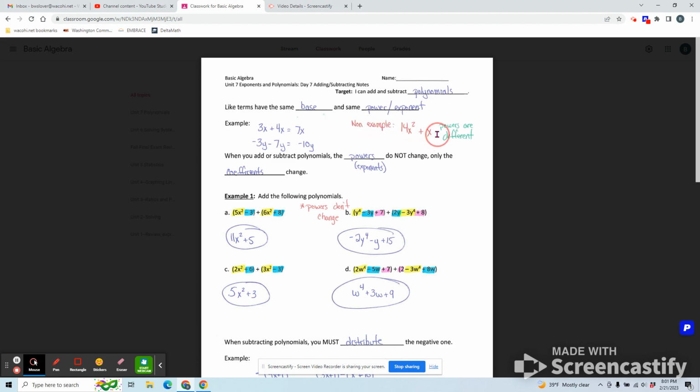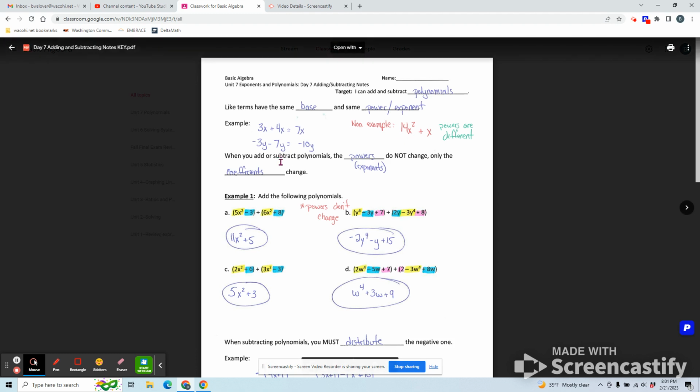Over here in red, I have a non-example. Yes, they both have the letter x, they both have the same variable, but my powers, my exponents, are different. So that makes them not like terms. What we're focusing on today with adding or subtracting is they have to be like terms. Our powers, our exponents, have to be the same to combine them.